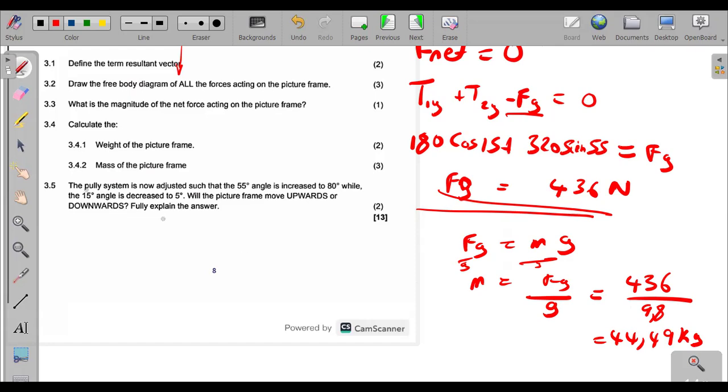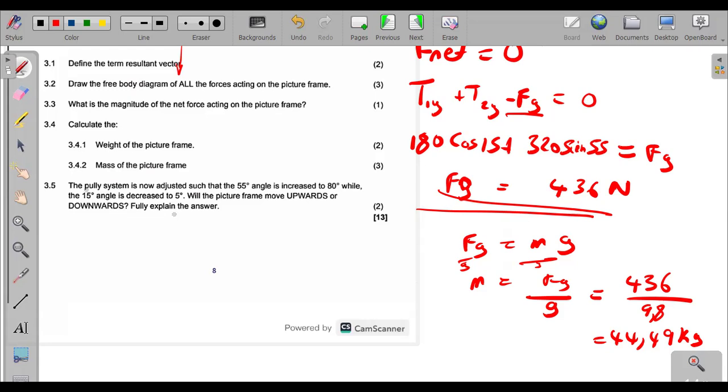Then let's go to the next question. The next question is saying the pulley system is now adjusted such that the 55-degree angle is increased to 80 degrees, while the 15-degree angle is decreased to 5 degrees. Will the picture frame move upwards or downwards? Fully explain your answer.